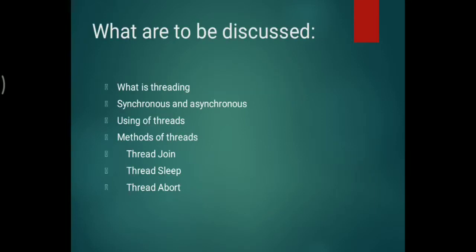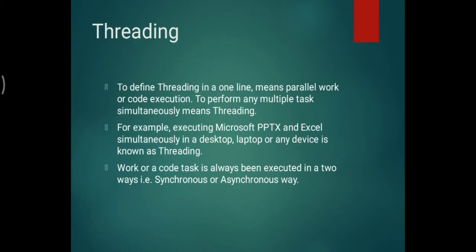And this is the agenda. In this video, the topics to be discussed are displayed here: what is threading, synchronous and asynchronous, using threads, and what the methods are. There are three methods of threads: thread join, thread sleep, and thread abort. These are the topics to be discussed in this session. Let's move on to the next slide.